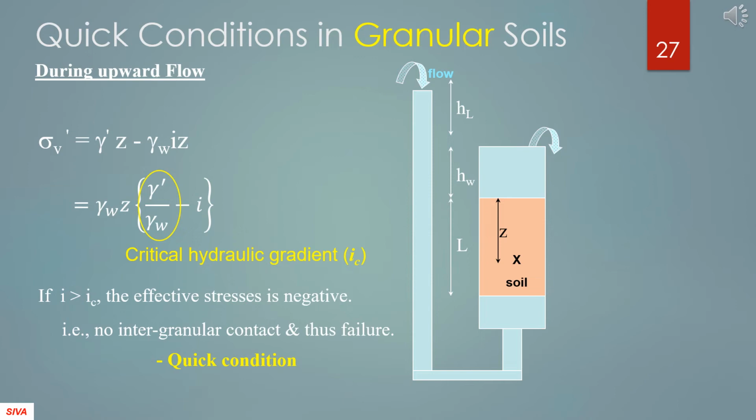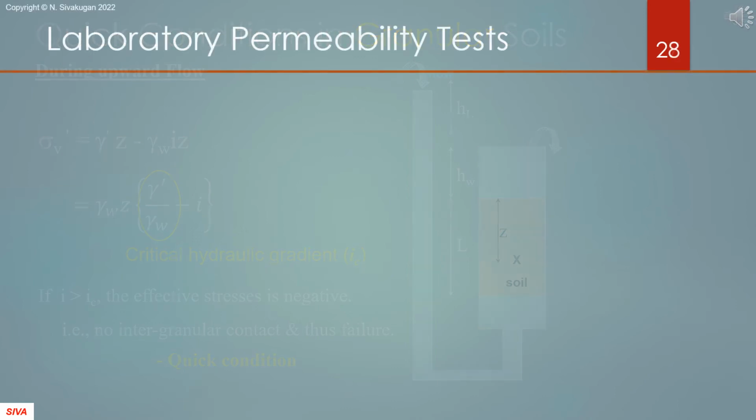During upward flow in a granular soil, when the hydraulic gradient increases to the critical hydraulic gradient, the effective stress becomes zero and the soil's grains are barely in contact and the granular soil fails. This is known as quick condition. The critical hydraulic gradient i_c is the ratio of submerged unit weight to the unit weight of water and is generally around 1.